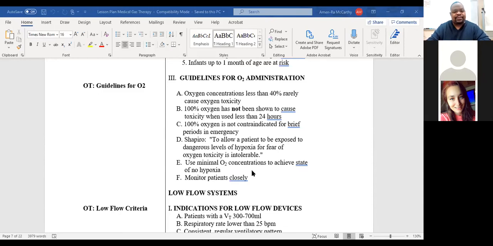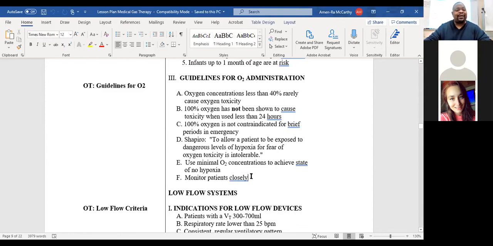So if I have a patient who's hypoxic and I got a nasal cannula and I put them on 2 liters or 1 liter and that fixes it, then stop there. Don't go to 8 liters and a mask and a ventilator and life support just because his sat was a little low, okay? You only use enough to achieve no hypoxemia, okay?